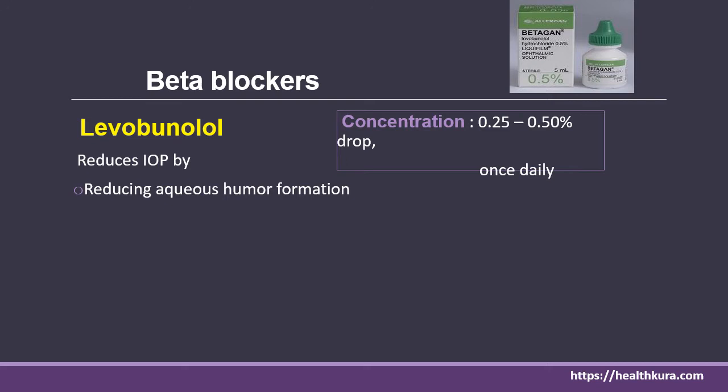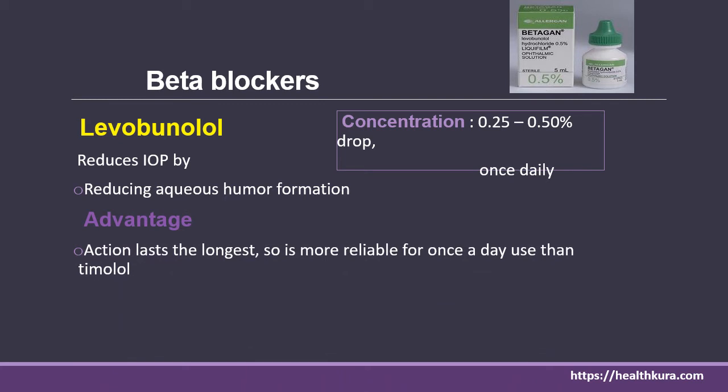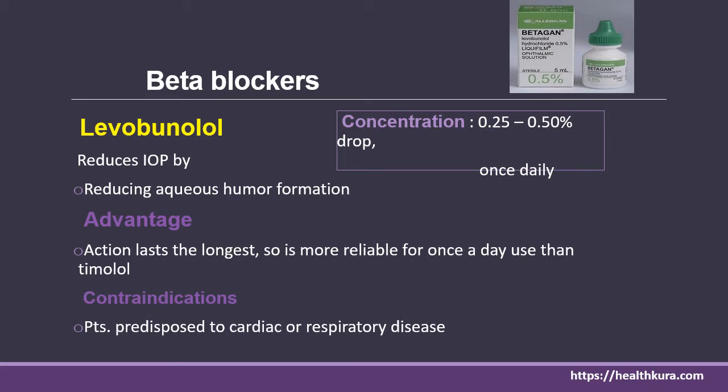Another beta blocker is levobunolol. It reduces IOP by decreasing aqueous humor production. The concentration is 0.25 to 0.5% and dosing is once daily. Its action lasts longest, so it is more reliable for a once daily dose. Contraindications are cardiac and respiratory disease.